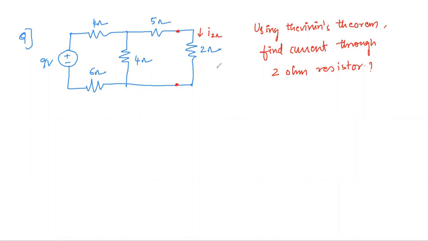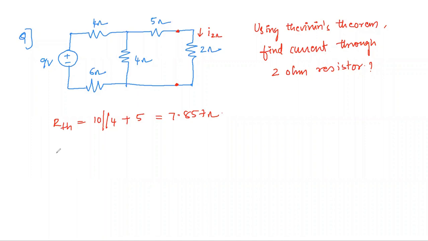We first remove the 2 ohm resistor, and we will find VThevenin and RThevenin. If you are finding RThevenin, 4 plus 6 is 10. 10 in parallel with 4, and that parallel combination is in series with 5 ohm. So RTH is the parallel combination of 10 and 4 in series with 5 ohm. You should get 7.857 ohms.